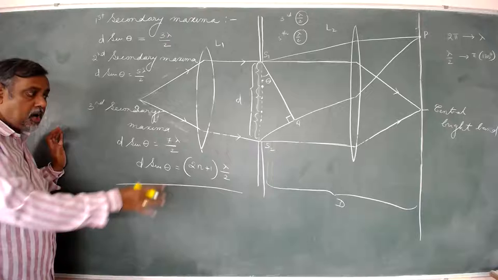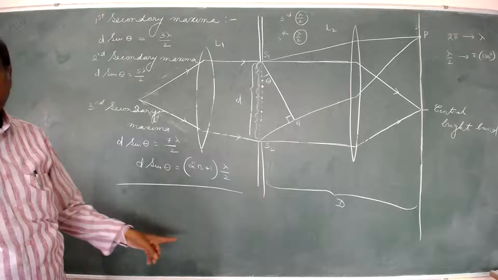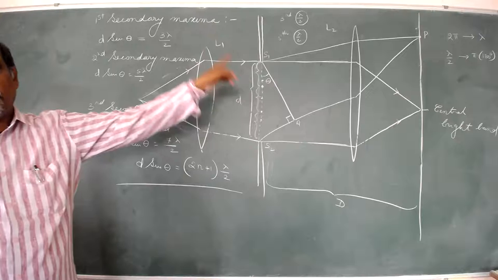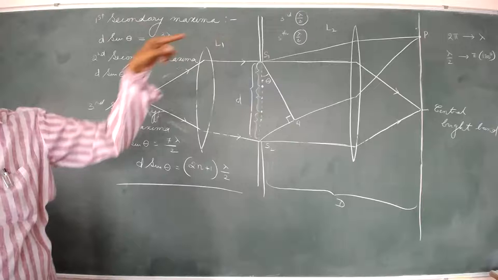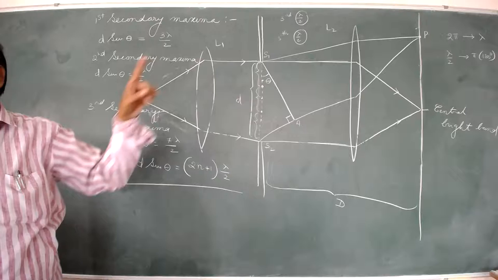Once again, I conclude. In this single slit diffraction pattern, for the formation of a dark band, the path difference has to be n lambda. For the formation of a bright band, the path difference has to be (2n+1) lambda by 2. Just one minute, keep this aside.